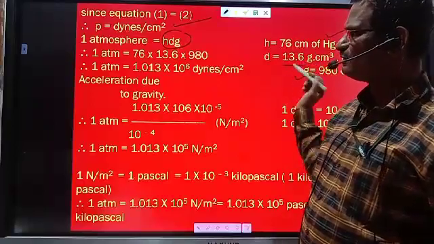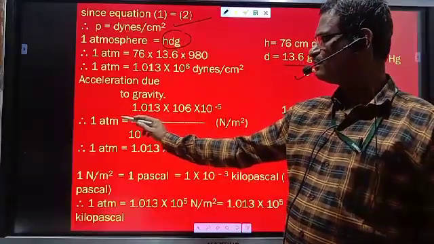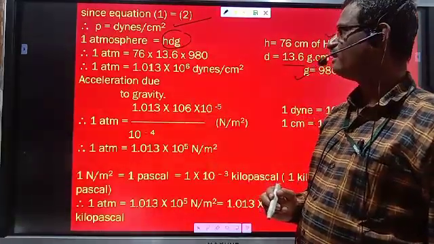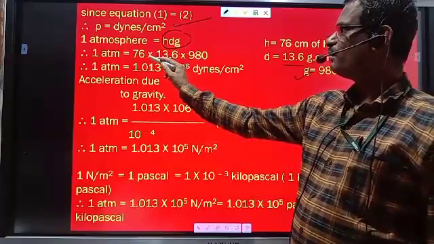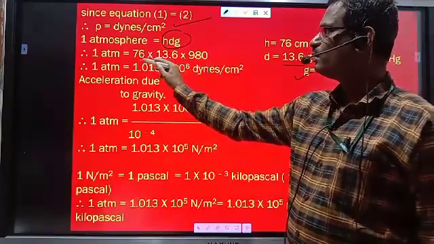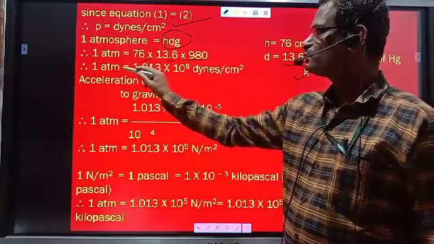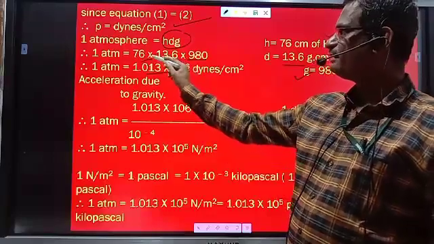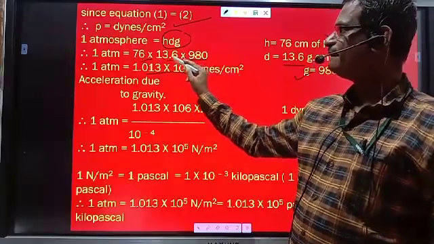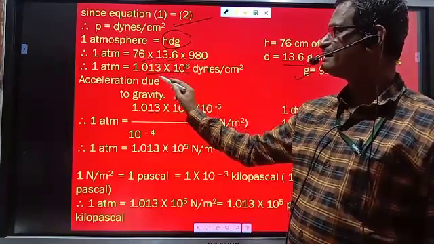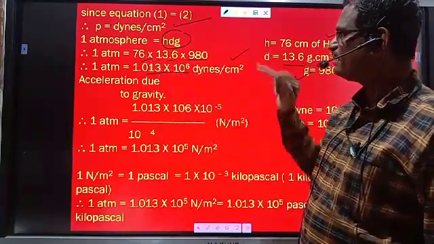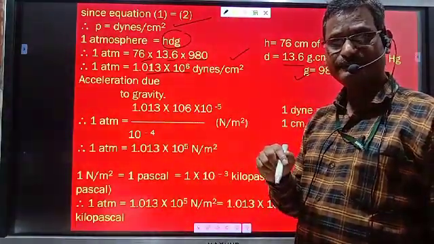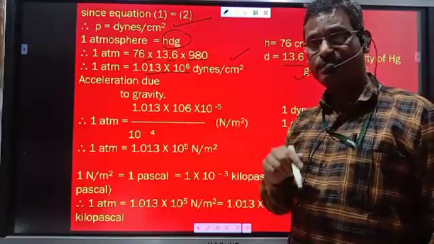If we substitute all these 3 values, what is 1 atmosphere? 1 atmosphere is nothing but HdG, the multiplication of all those terms. On solving, 980 into 13.6 into 76, we will get the answer. What is the unit? Dyne per centimeter square. And that dyne per centimeter square we have to convert into Newton per meter square. Why?